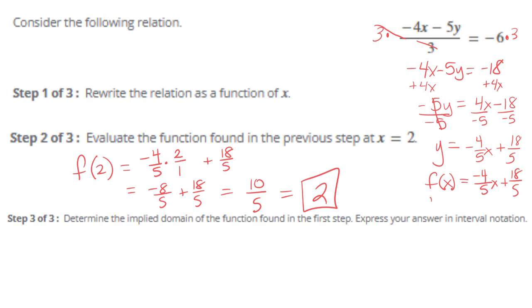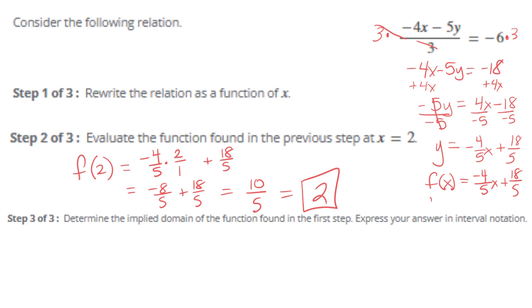All right, so then the last thing it says is determine the implied domain. So that's from our previous slide, found in the first step. So we're looking back up here. Once we put this into function notation right here, this was our answer to part 1. They want us to tell what the implied domain would be.